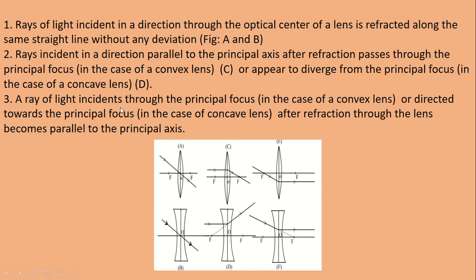Rule number 3. A ray of light incident through the principal focus or directed towards the principal focus, after refraction through the lens becomes parallel to the principal axis. That means if any light is incident through the principal focus on the lens, then after refraction it will be parallel to the principal axis. That means this and this are totally opposite to each other. Here if parallel to the principal axis, it will go through the focus, and if it goes through the focus, it will be parallel to the principal axis. So you must remember all these 3 rules, because for drawing ray diagrams you will require these rules. And in the next class I will show you how to draw ray diagrams for convex and concave lens, and that is very much important in this chapter.